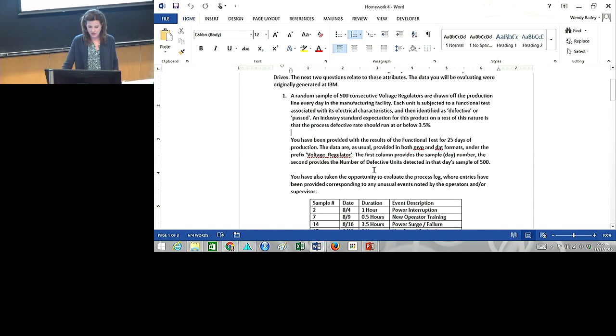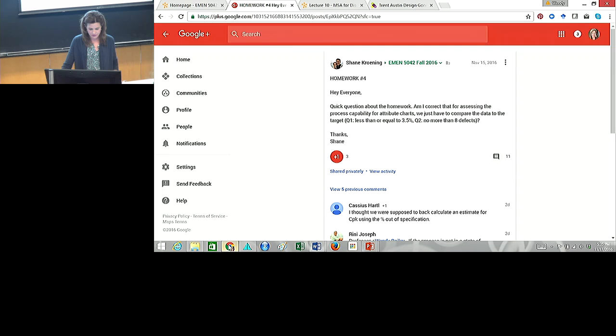And so the question is, am I correct that for assessing the process capability for attribute charts, we just have to compare the data to target? And yes, that's true. But here's the question: what are you going to compare? This is kind of like a critical thinking type of question, which is good for graduate school, right?